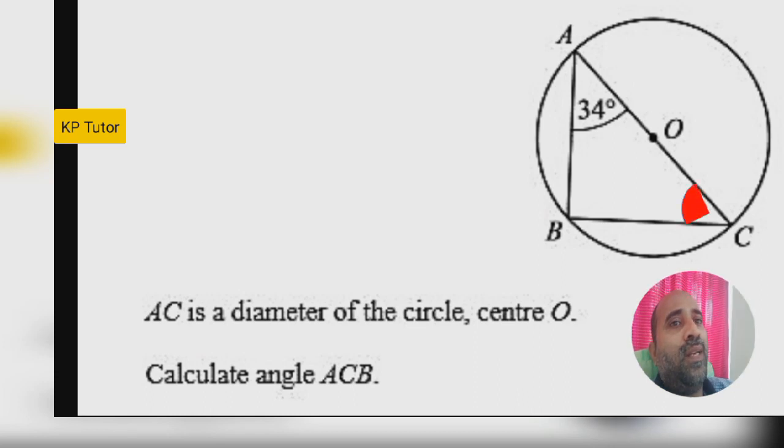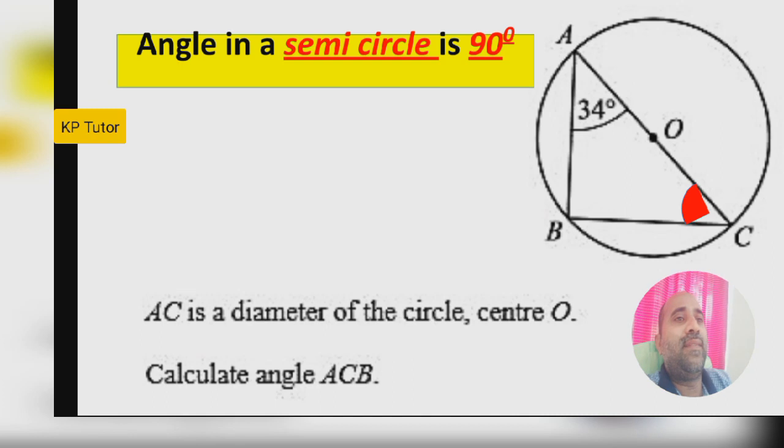So we have to find the angle ACB. That's the red marked angle we have to find. So angle in a semicircle is 90 degree, isn't it? That's what you learned, angle in a semicircle is a right angle. So angle at B is 90 degree. Then how can we find angle ACB, the remaining angle? Two angles we already got. One is given, another we found.